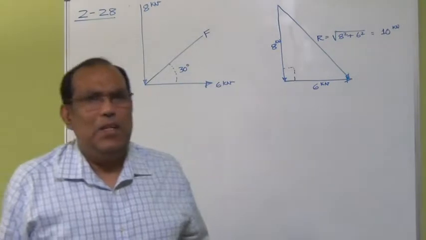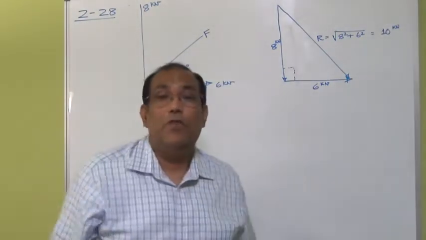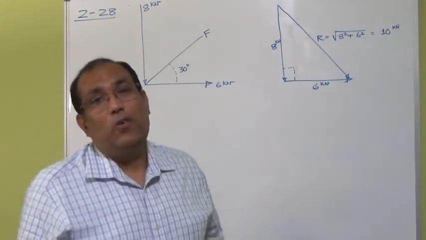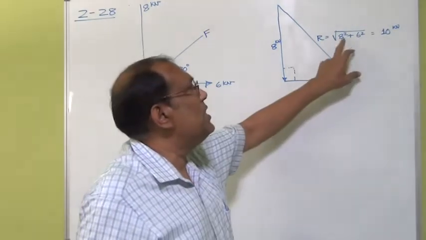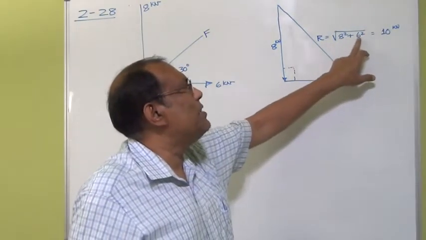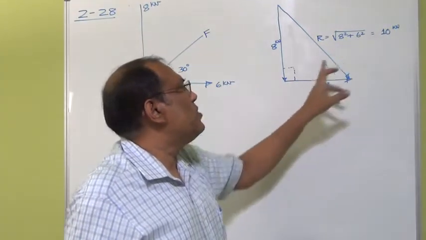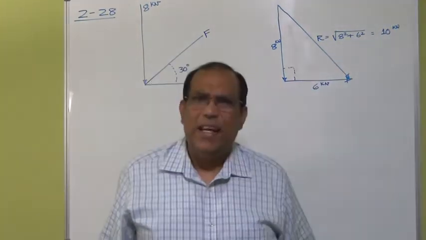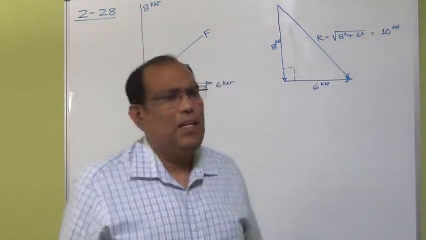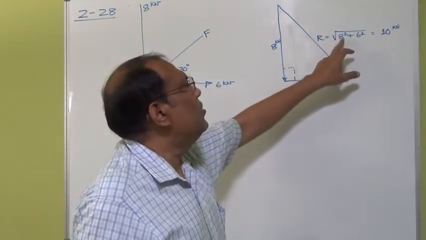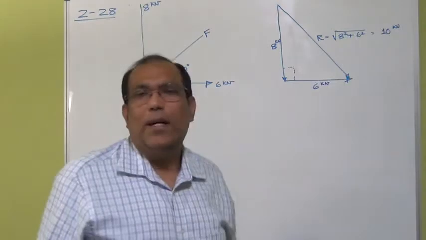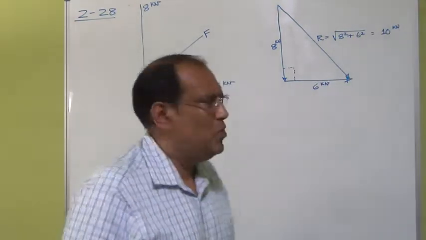right? You can use the Pythagoras formula, but if you use the cosine rule, then basically you will see that 8 squared plus 6 squared minus 2 into 8 into 6 cosine 90. But cosine 90 equals 0, so basically you will get your R equal to this square plus this square. Okay? The same way you can just do that.